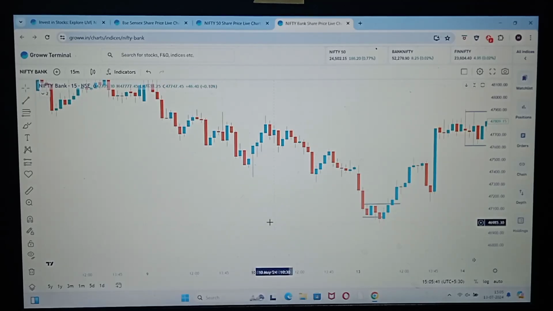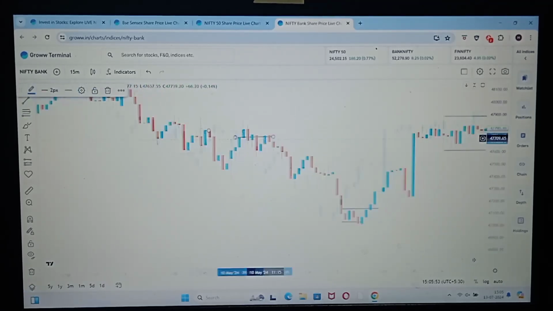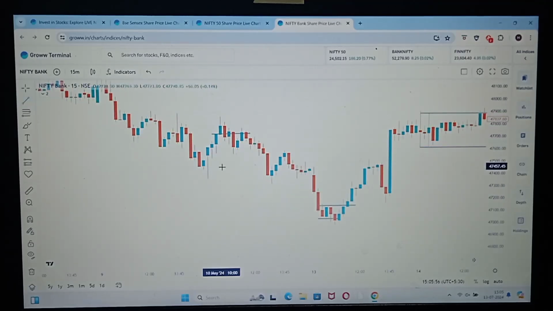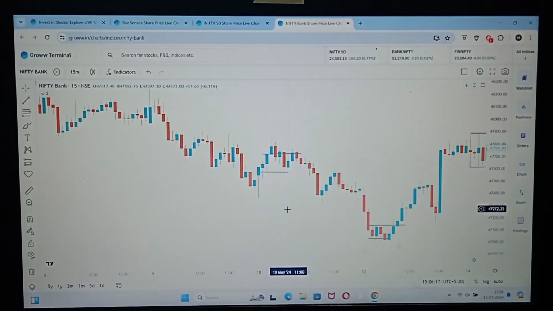as per the 9:45 strategy. Then we'll see 10th May. On 10th May, we can see there is a green candle formed at 9:45. So we'll mark the high and low. So we can clearly see a breakout at 10 AM. The high of the 9:45 candle has broken. So we got a trade at 47,731 mark. Easily 100 plus points we got. Easily 100 points. We got another trade.